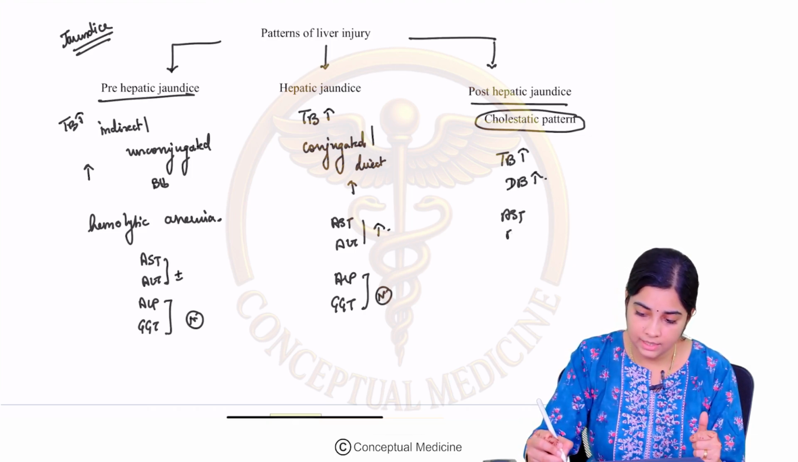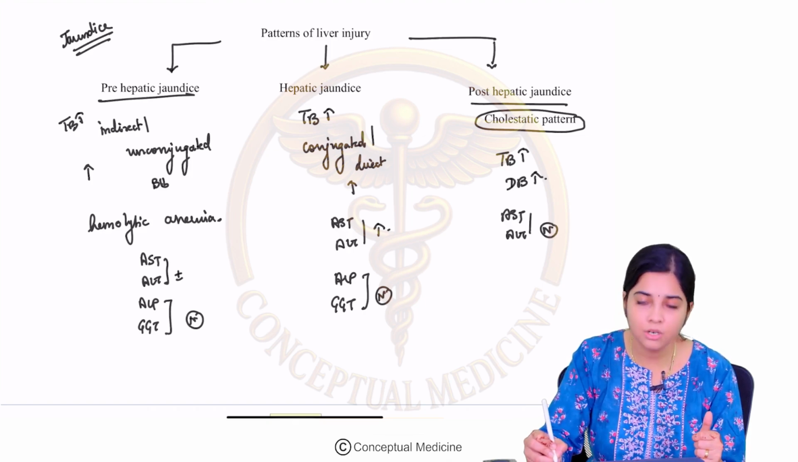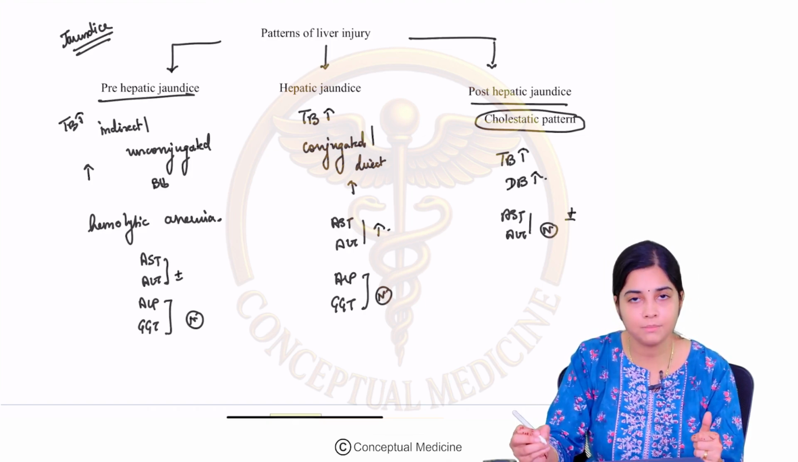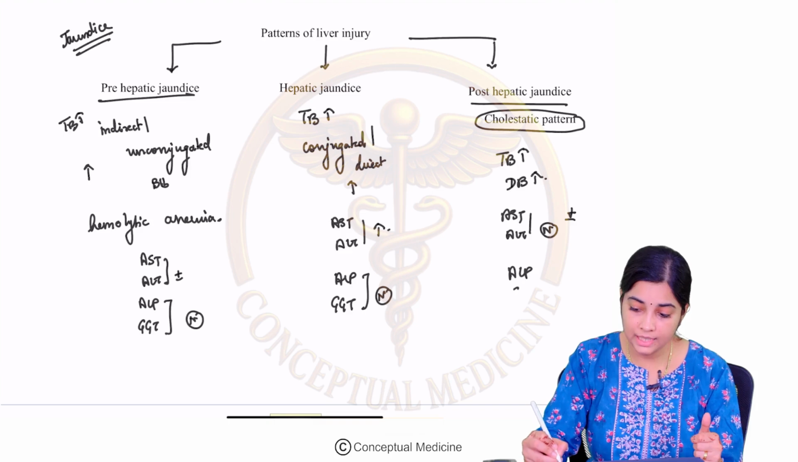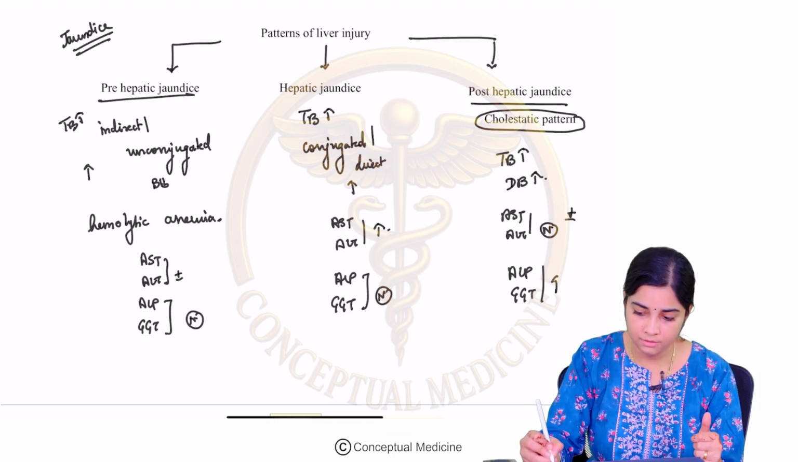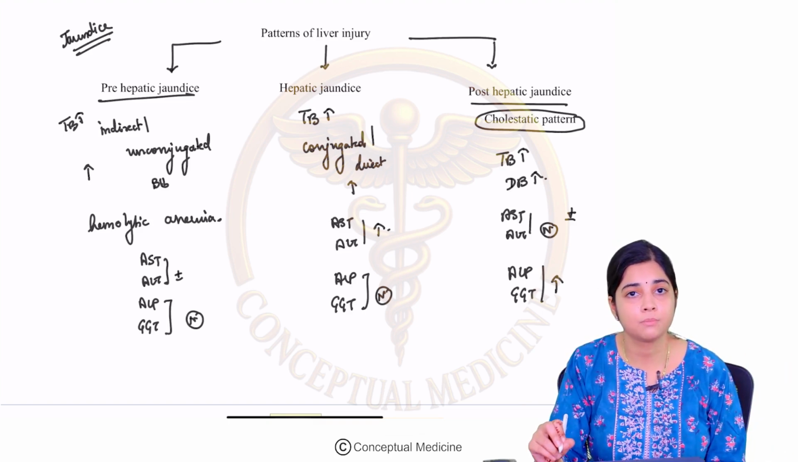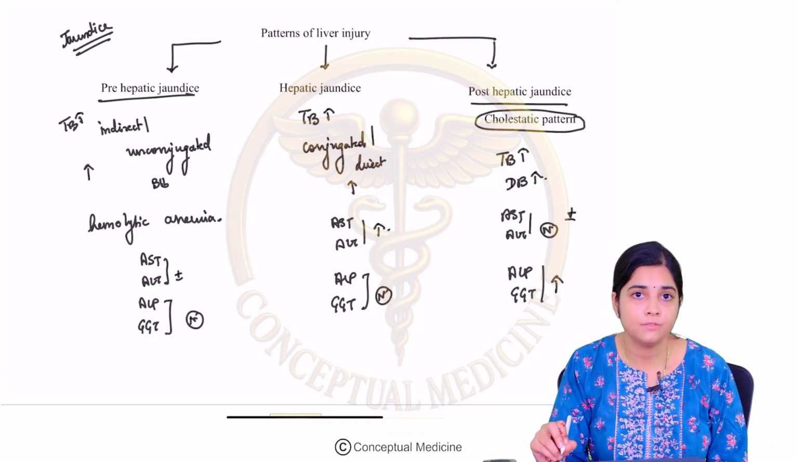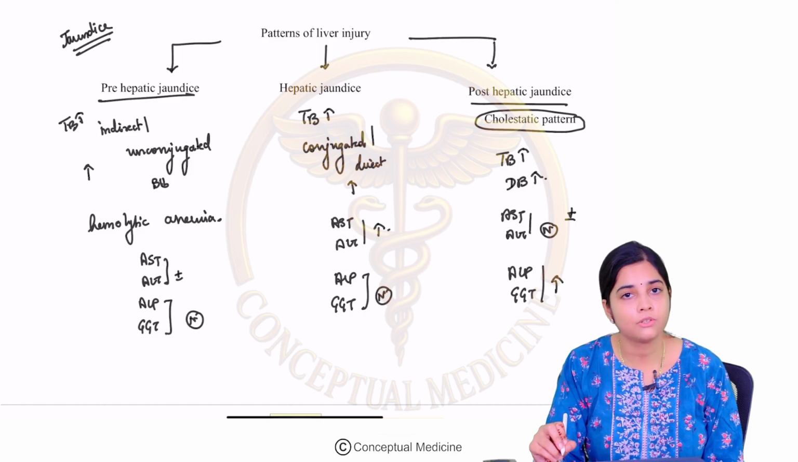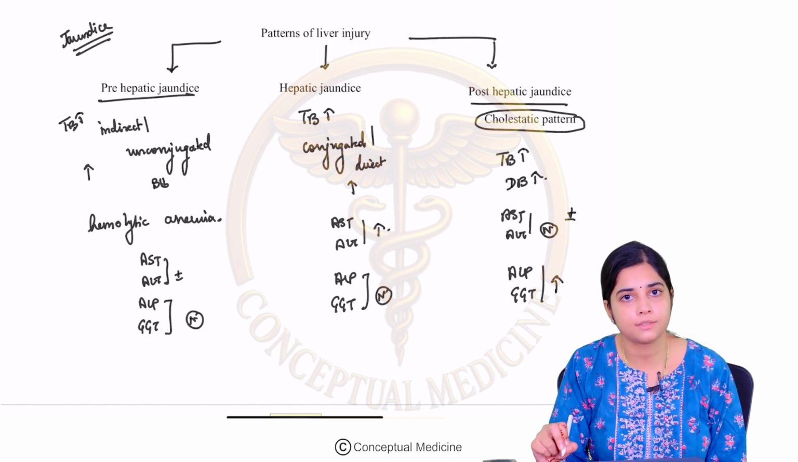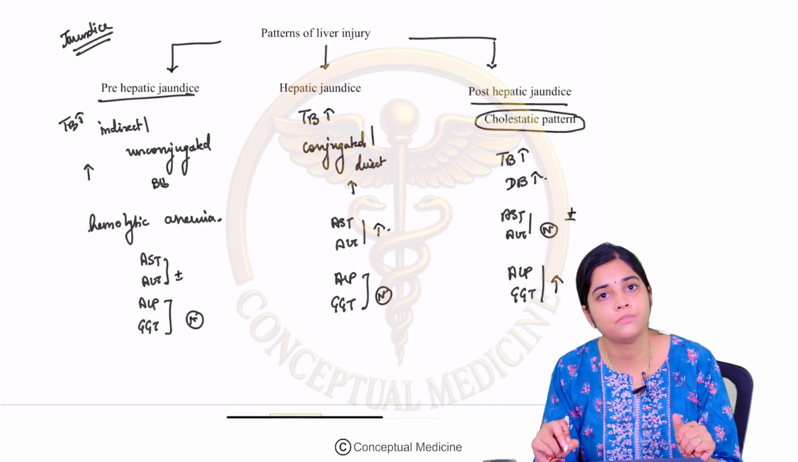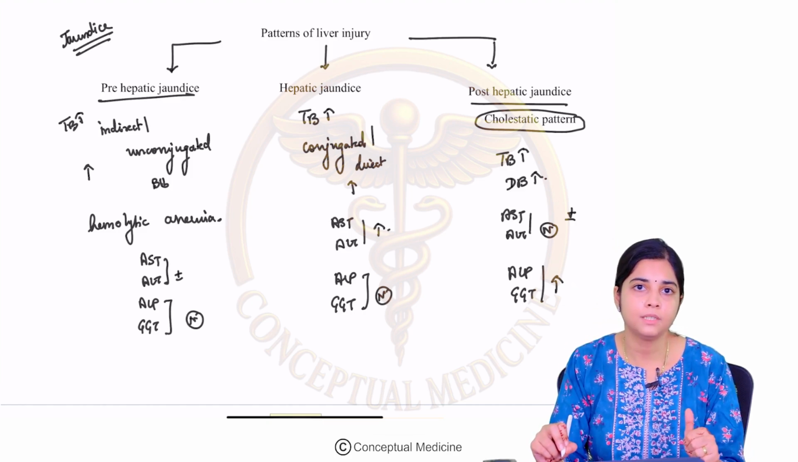Your AST and ALT will be normal, or can be elevated, it is a plus or minus condition, but your ALP and GGT will be high, will be elevated. So ALP and GGT elevation is more in favor of your obstructive jaundice or your cholestatic pattern or your post-hepatic jaundice. Okay, so this is about your various patterns of liver injury.